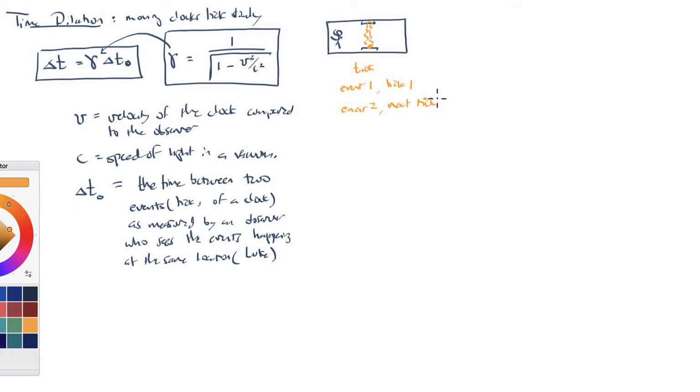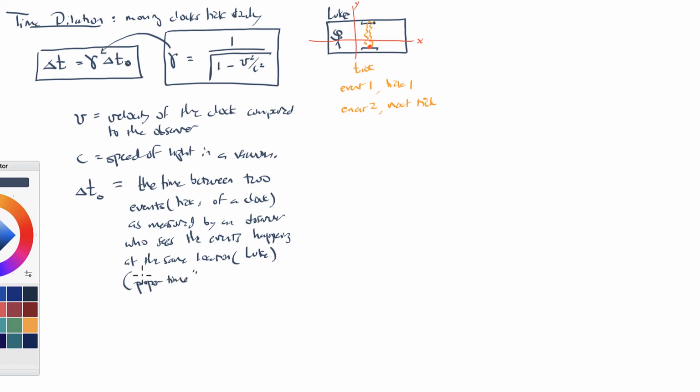And the question is, if Luke is looking at those two events, are they happening in the exact same location according to him? And the answer is yes. So if he set up a coordinate system in his ship, let's say an X and Y coordinate system, those ticks are both occurring at the exact same X and Y coordinates. So those events are happening at the same location, and so he would be measuring delta t naught. This is sometimes called the proper time.